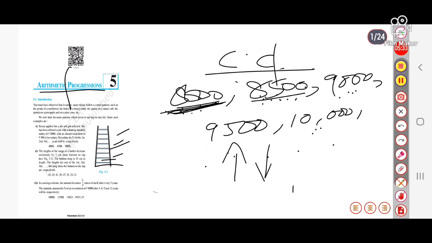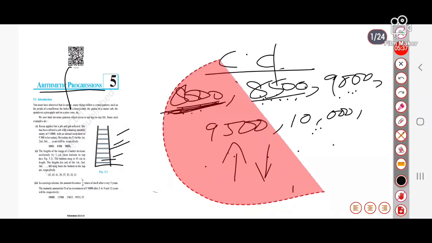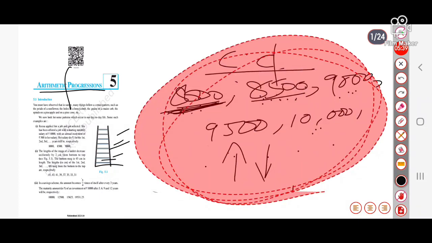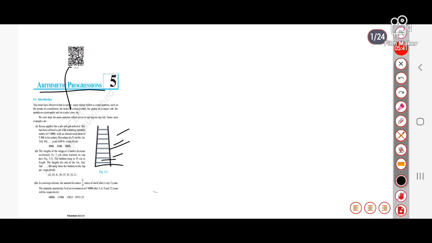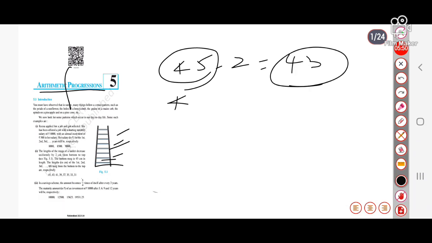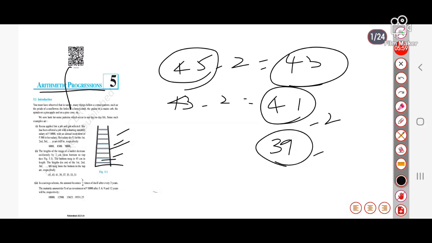Here it has been generally decreasing slowly with the same common difference, that is nothing but 2. Just analyze it: 45 is the first one, minus 2 is 43, that is the second one. Again, 43 minus 2 is 41, that is the third one. Similarly 41 minus 2 is 39, the fourth one, minus 2 is 37, the fifth one. It goes on up to the end point in the ladder, right?